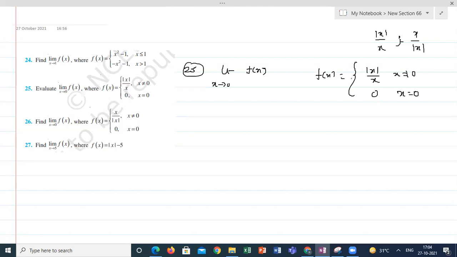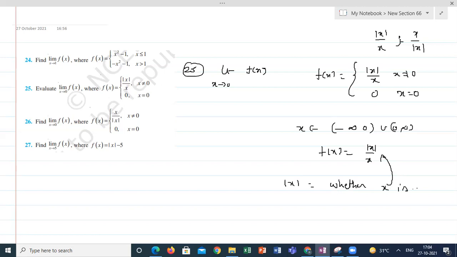First of all, you have to analyze this function. x not equal to 0 means what? On a number line, from minus infinity to 0, and from 0 to infinity. If x belongs to this region, then f of x will be equal to mod x by x. And I have the analysis here. Mod x means, whether x is positive or negative, mod x is always positive.